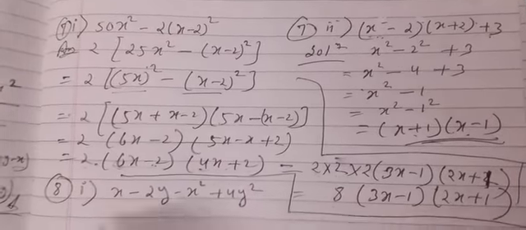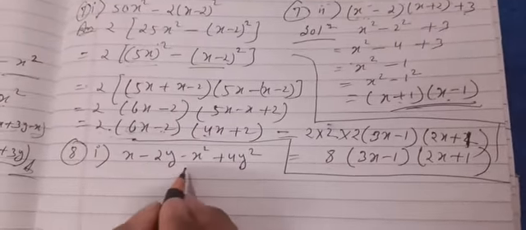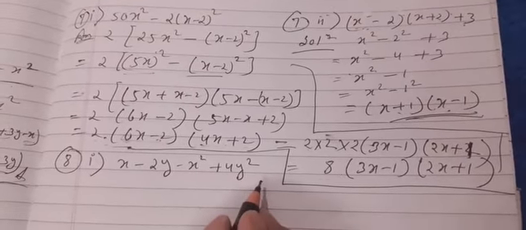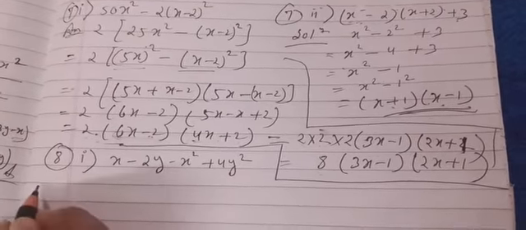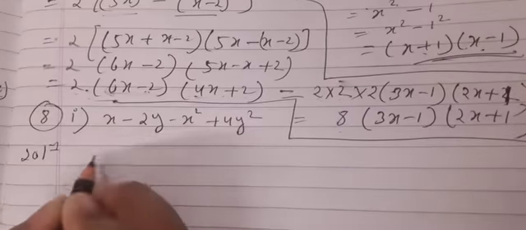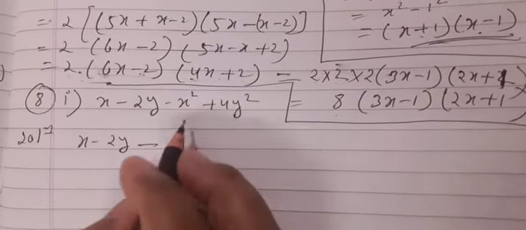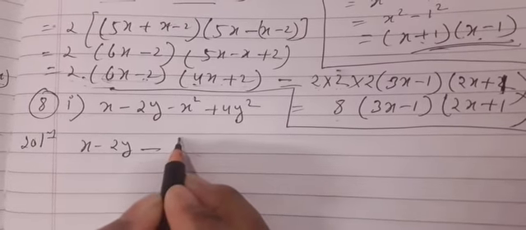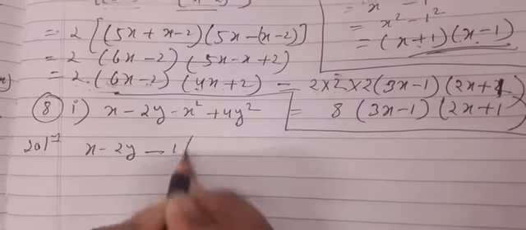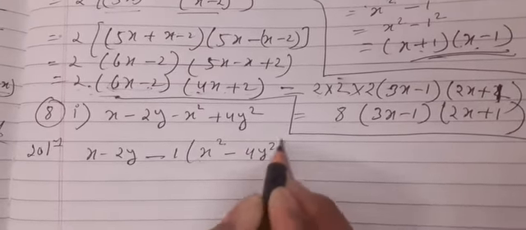Now question number 8 first. See what is given in my question: x minus 2y minus x square plus 4y square. So what we'll do here, solution. Here is x minus 2y. Here we will take something common. What is that? Instead of writing this, we have taken common minus 1. What is the remaining thing? Here is x square minus 4y square.